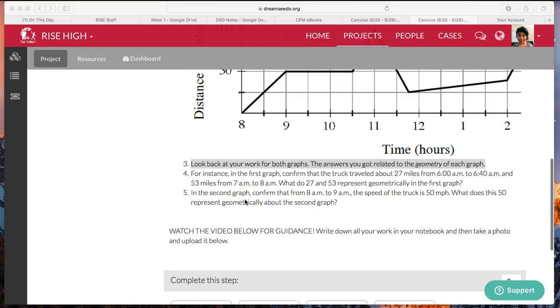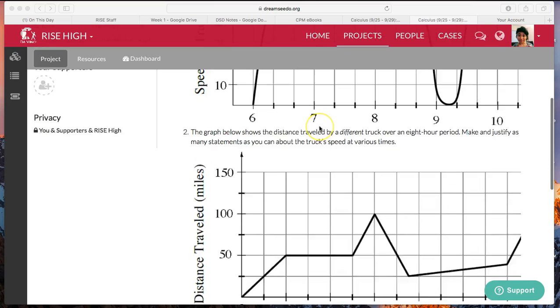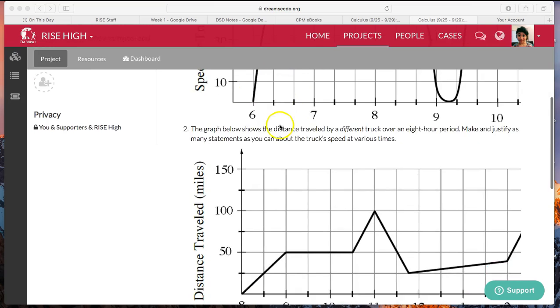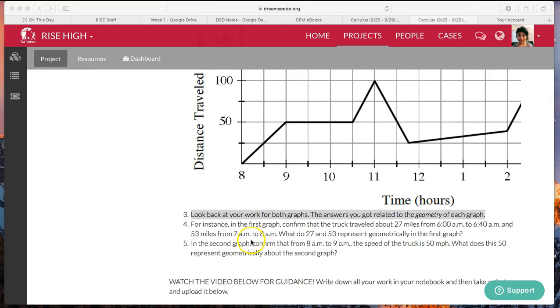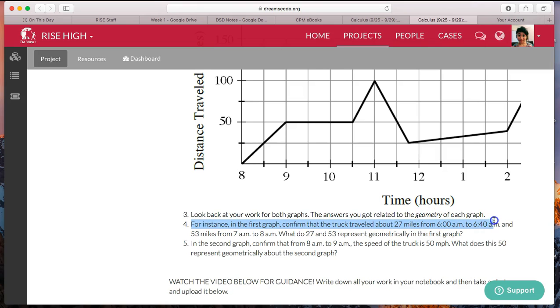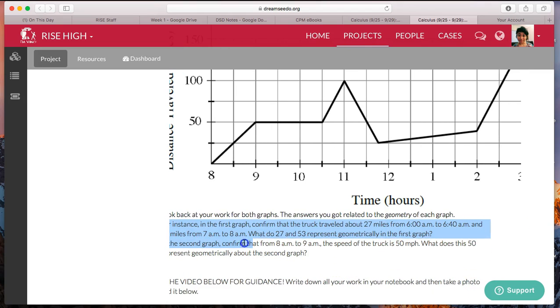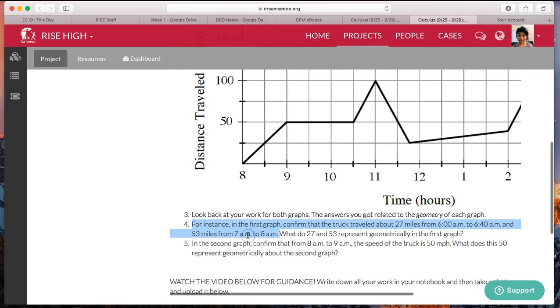So we can use the geometry of our graph to find something out about the distance we traveled or the speed we are traveling at. So for number 4, for instance, in the first graph, confirm that the truck traveled about 27 miles from 6 a.m. to 6:40 a.m. and 53 miles from 7 a.m. to 8 a.m. What do 27 and 53 represent geometrically in the first graph?